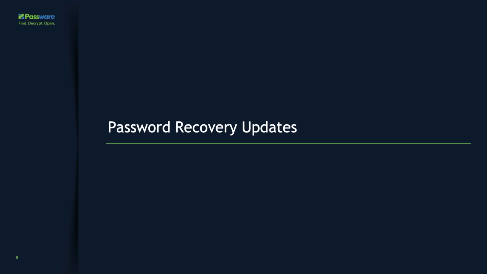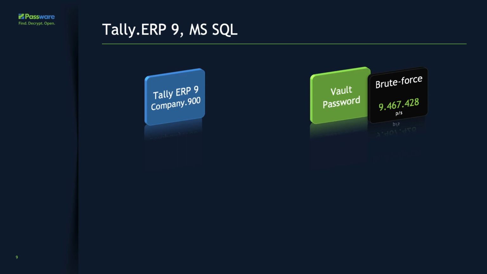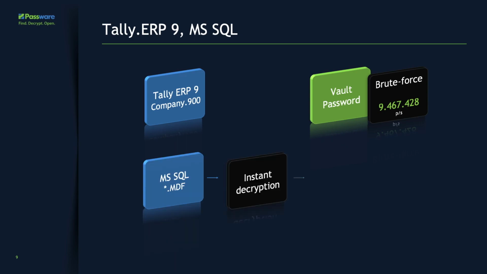In addition to new functionality, we're constantly working on adding support for new file types and improving password recovery speeds. From now on, Passware Kit recovers vault passwords for company files created with Tally.ERP 9 software. The recovery speed is at over 9 million passwords per second on an average CPU.